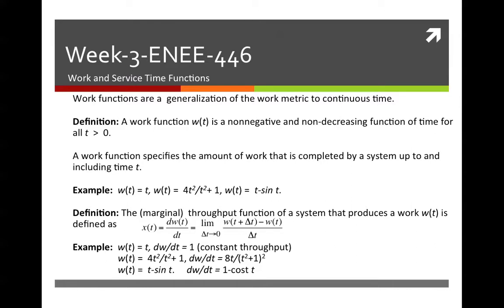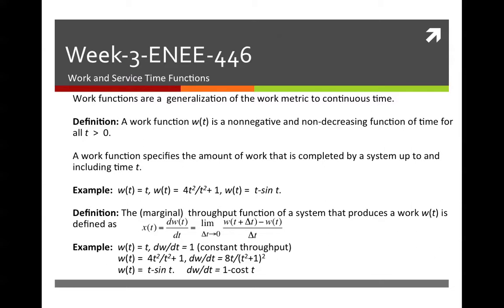The marginal throughput of a work function, or marginal throughput function, that is derived from a work function that is performed for a system, is simply the derivative of the work function, as it is written down here. Basically the limit of the difference of the work function as we transition from time t to time t plus delta t, and let delta t tend to 0.